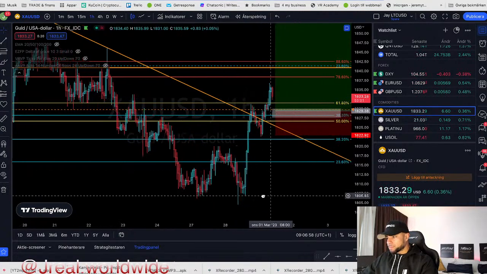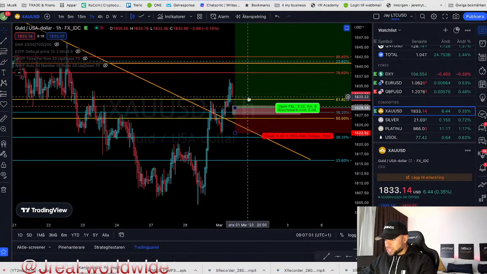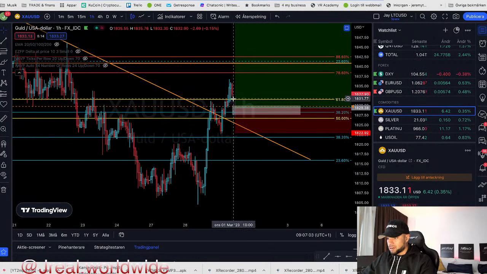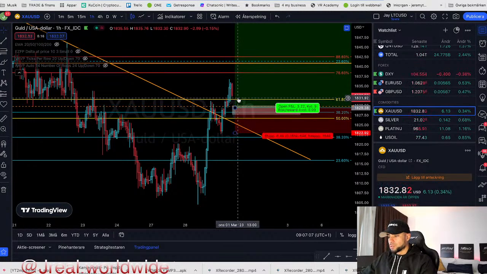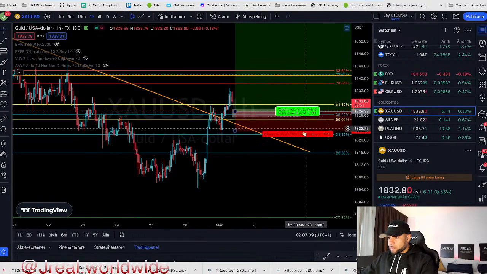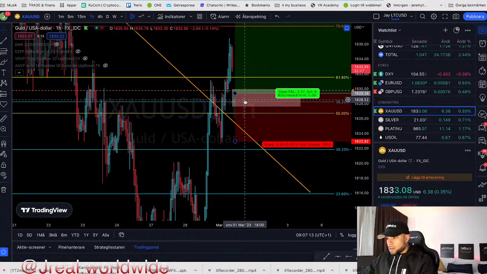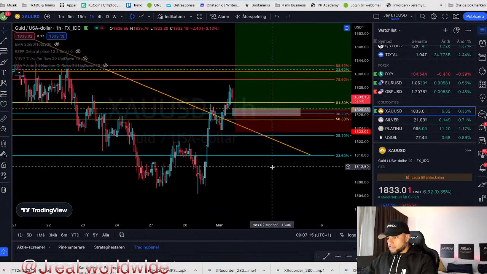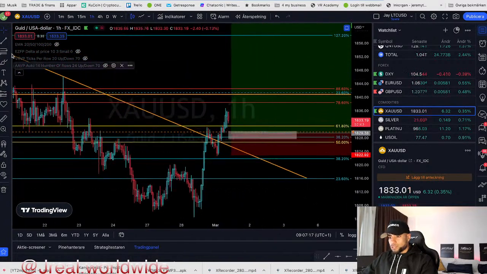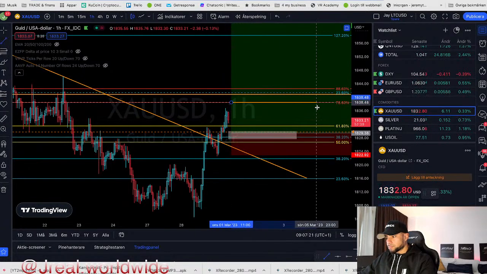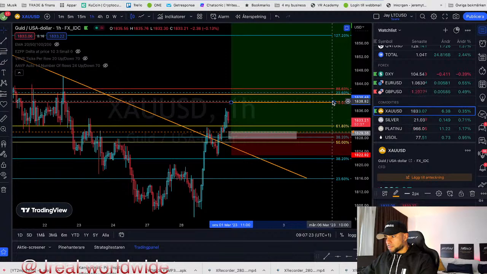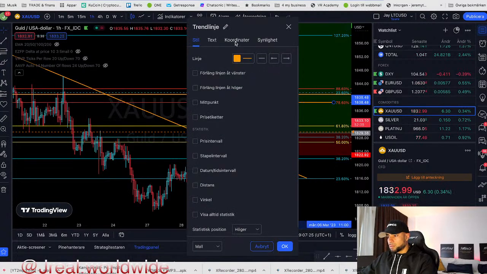So there's a very big chance actually that the market comes down here to 1831 and bounces off that zone. So first take profit is here. TP1.